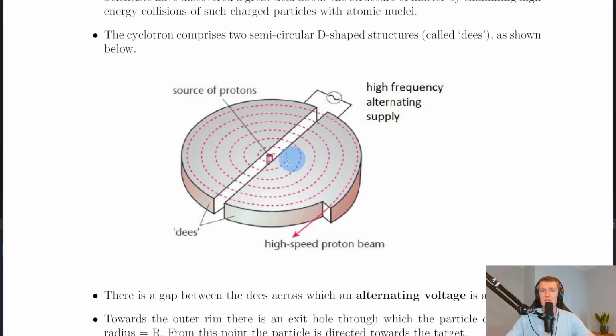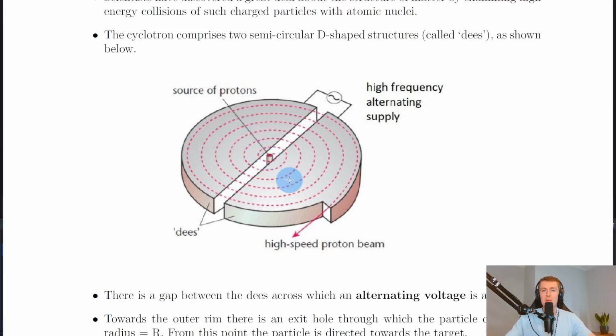So if the right hand side was negatively charged to begin with and the left hand side was positively charged, the high frequency alternating supply will switch it so the right hand side is now positively charged and the left hand side is negatively charged. So this positive charge on the right will now repel the protons away, and the negatively charged left hand D will now attract the positively charged protons towards it.